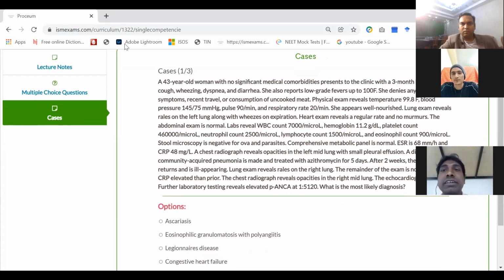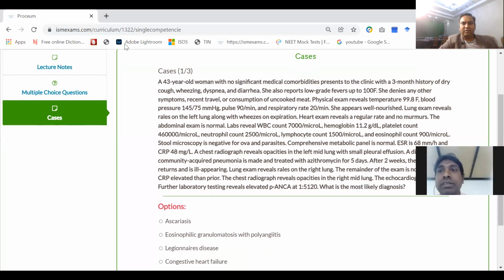A 50-year-old woman with no significant medical comorbidities presents to the clinic.